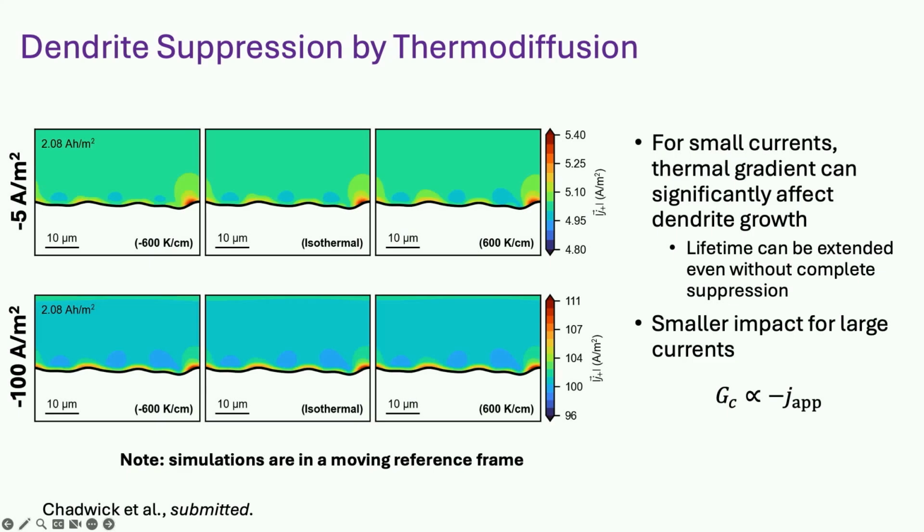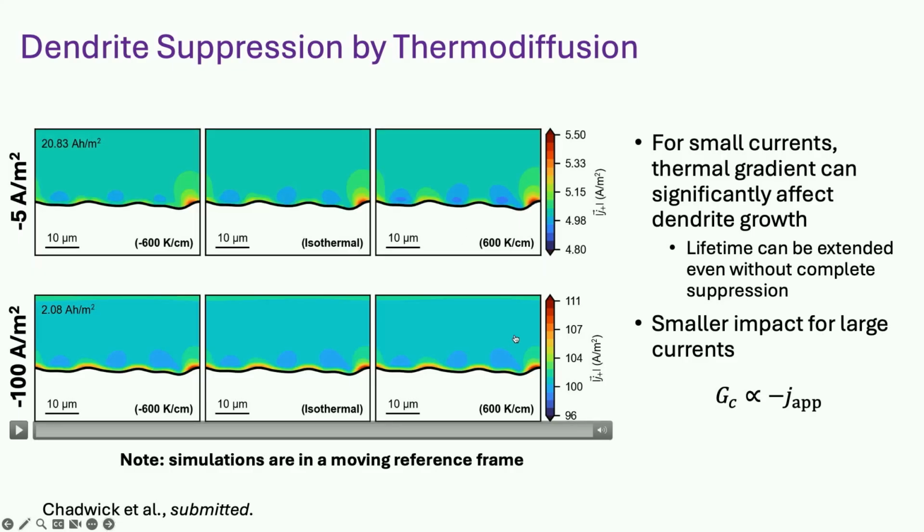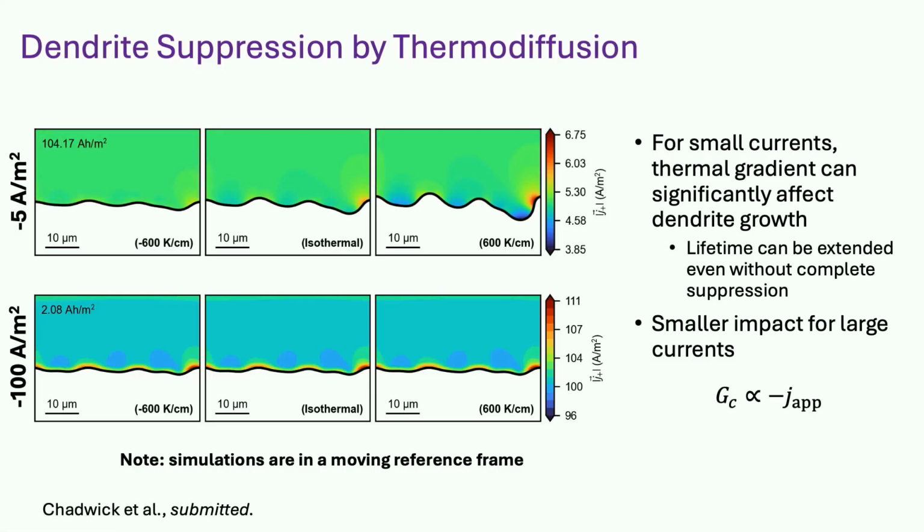And this is the current as a function of position here. So it's obviously charging faster at the peaks than it is at the troughs in the isothermal case. And this would give rise to faster growth at the peaks than the troughs, and dendrites. So let's see what happens. As time goes on, the system becomes unstable. And you can see that in the positive temperature gradient case, it's more unstable.